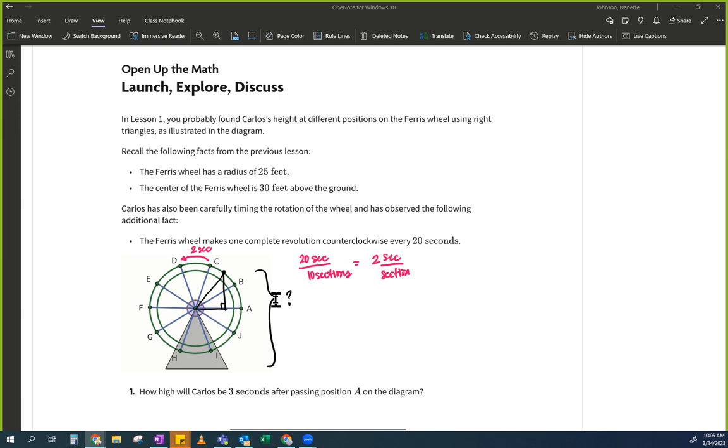So your job is to not only be able to work with right triangles, it's also to find the right triangle in the picture, right? And sometimes he's not drawn for you. You're supposed to draw it for him.